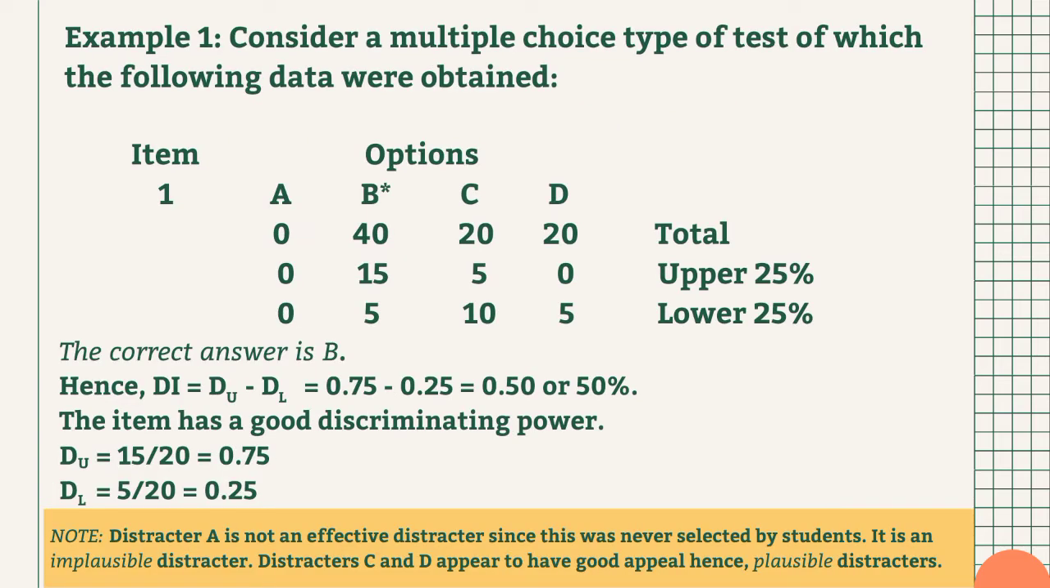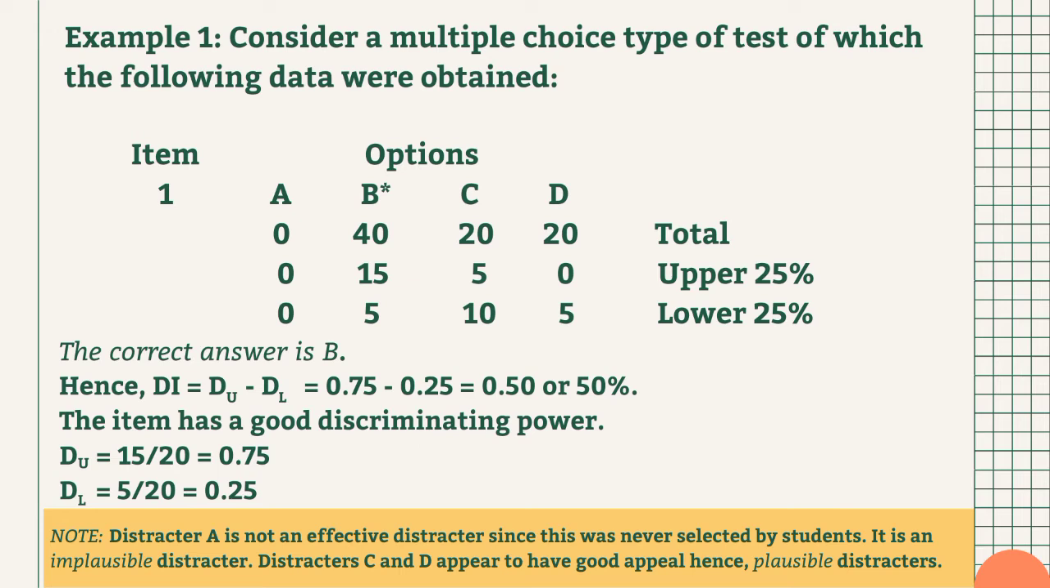Let us have an example. Consider a multiple choice type of test of which the following data were obtained. This is our given data. It is provided here that the correct answer is B. We will first follow the formula di is equal to du minus dl. But before we proceed, let us first find the value of these two. For our du is equal to 15 over 20, which results to 0.75. And for our dl is equal to 5 over 20, which results to 0.25.